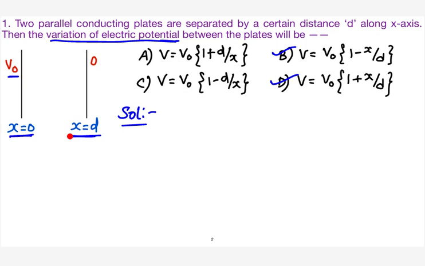You put x equal to d, your potential should become 0. Okay, so definitely there should be a negative sign, right? So 1 minus x by d. So this is your answer. But still, we'll try to solve with Poisson's equation.